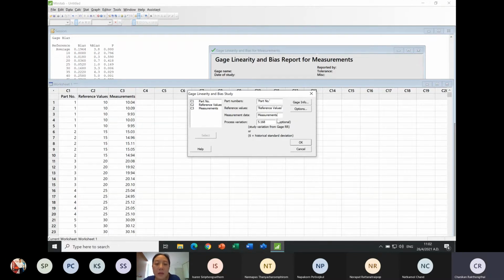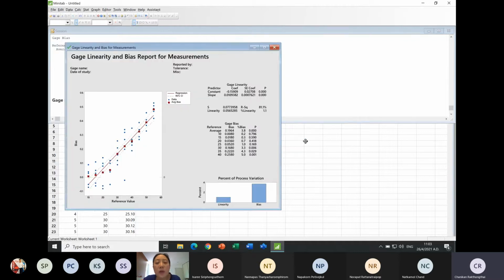Okay, and the last thing, it asks for process variation. So you have to do process capability analysis first, and then you will get 6 sigma from the parts. Then you plug in 5.168. Then you can click OK, and you will get that graph.